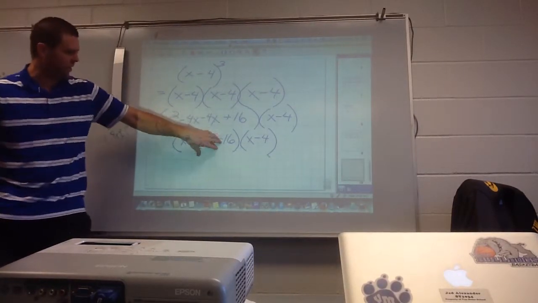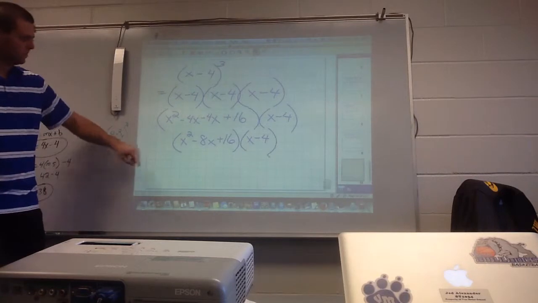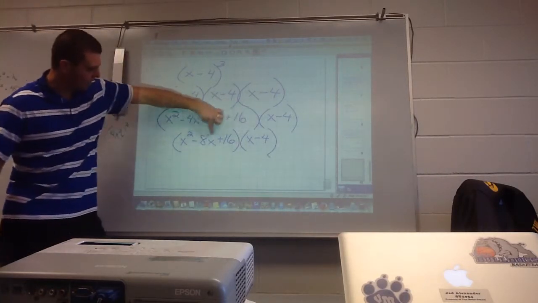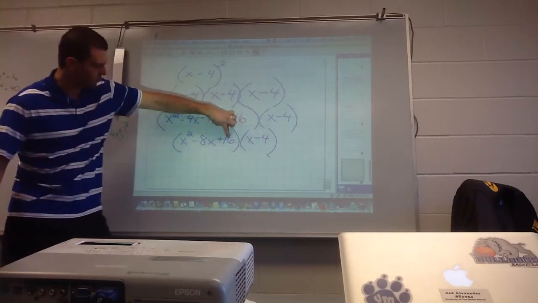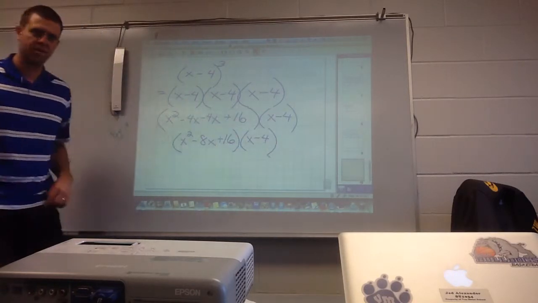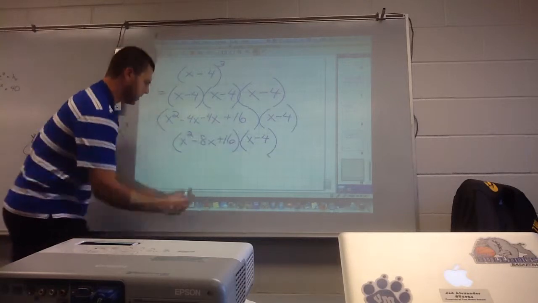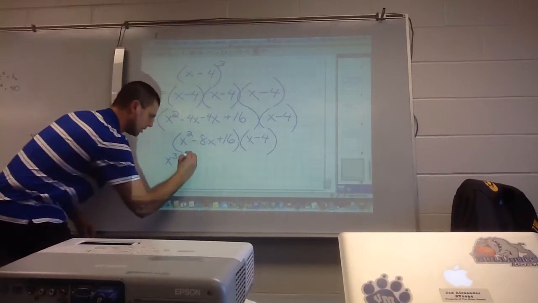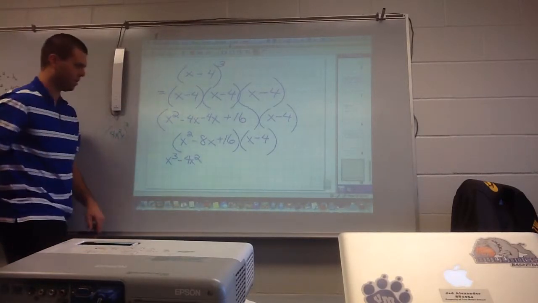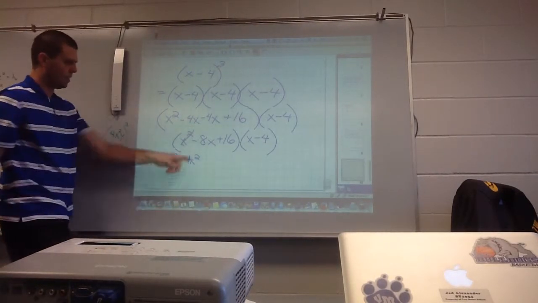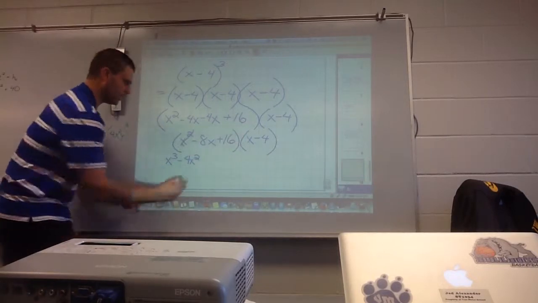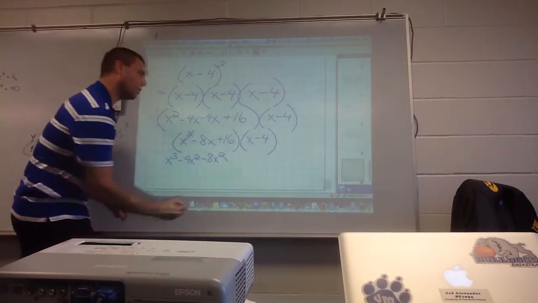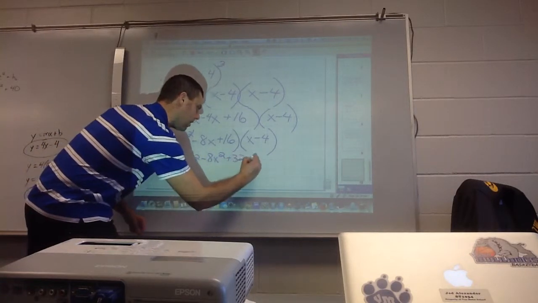Now I need to take that answer times the third one. So now I just have to take x squared times both of these, then negative 8x times both of these, and then 16 times both of these. So x squared times x gives me x to the third. X squared times negative 4 gives me negative 4x squared. So now I'm done with that one. Negative 8x times x gives me negative 8x squared. Negative 8x times negative 4 gives me positive 32x.